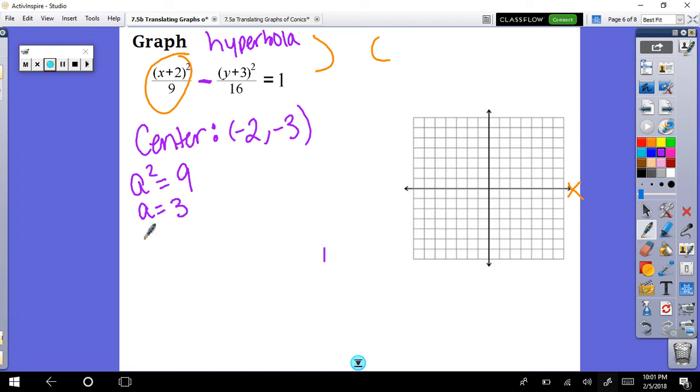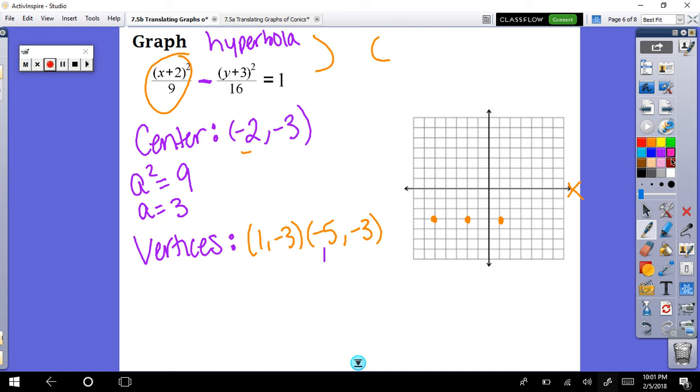I'm going to use that to find my vertices. Having the picture here will be helpful as well. I start by graphing the center (-2, -3). We're opening on the x-axis, so to the right and to the left. So that's 1, 2, 3 this way, 1, 2, 3 this way. And you can see that's going to be the ordered pairs (1, -3) and (-5, -3). If you took the x-coordinate of your center and added 3 and subtracted 3, you'd get these points as well.